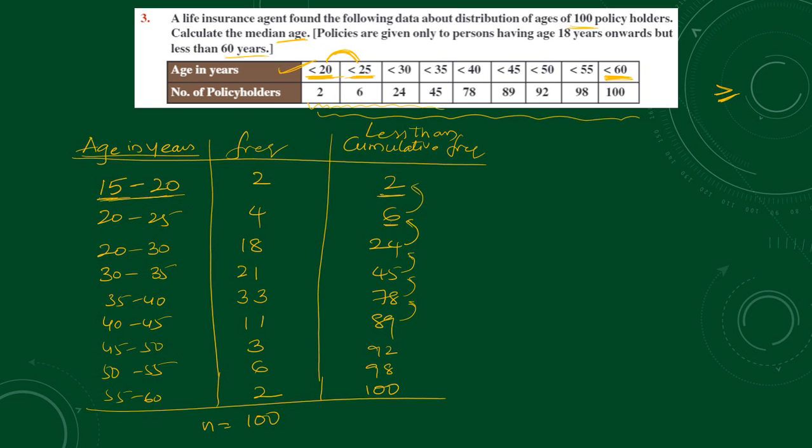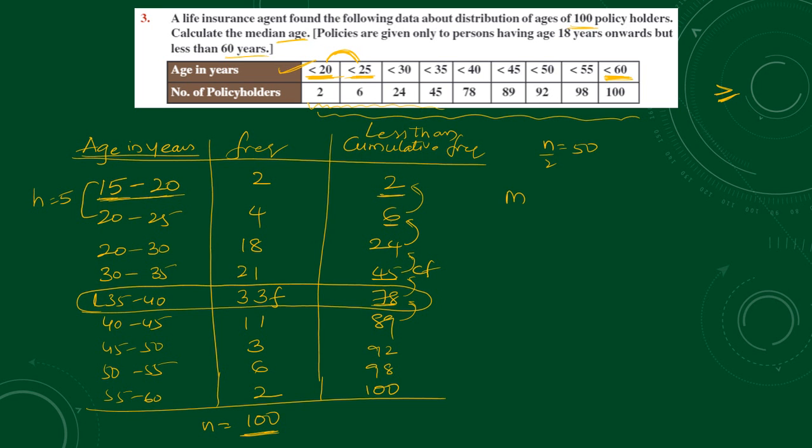Now first of all, finding out the median class. So n is equal to 100, so n by 2 is equal to 50. So 50 lies in the 45 to 78 range, because the cumulative frequency is only till 45, but we need 50. So 50 lies in the column of 78. So this becomes F, this becomes L, this becomes CF. Now h is nothing but height, which is 5, right?